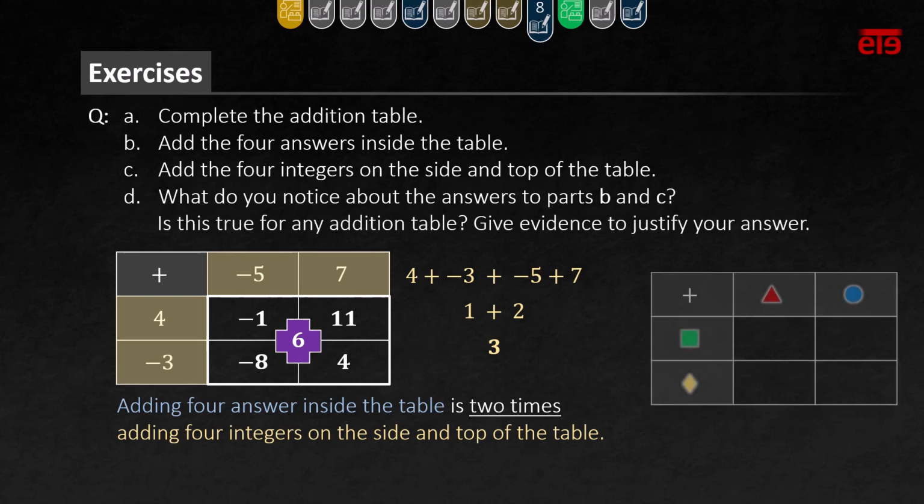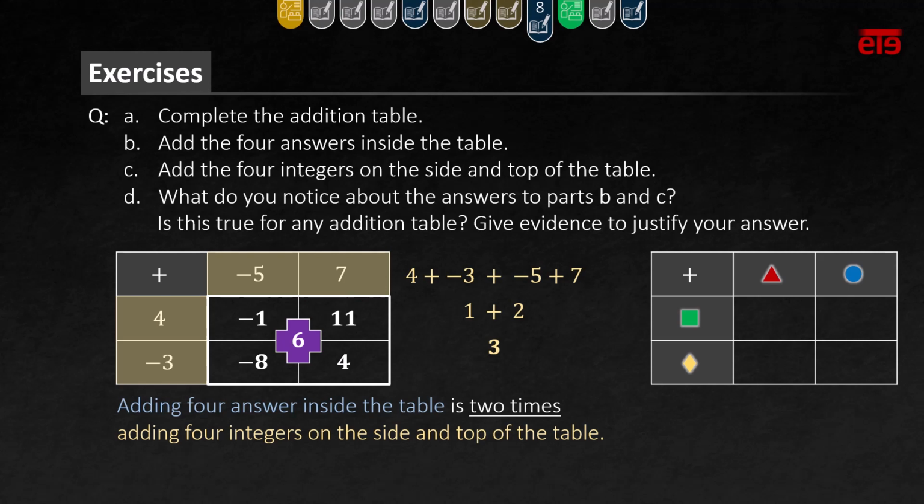Let's draw a similar table, and we put 4 different colored shapes to represent different integers. In each cell, we fill a shape to represent addition. Triangle and square, circle and square, triangle and rhombus, and circle and rhombus. When we add all the squares, we will have 2 copies of all shapes.